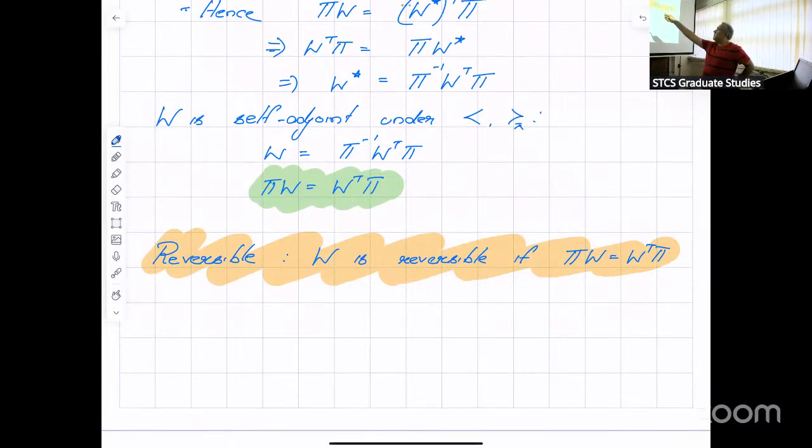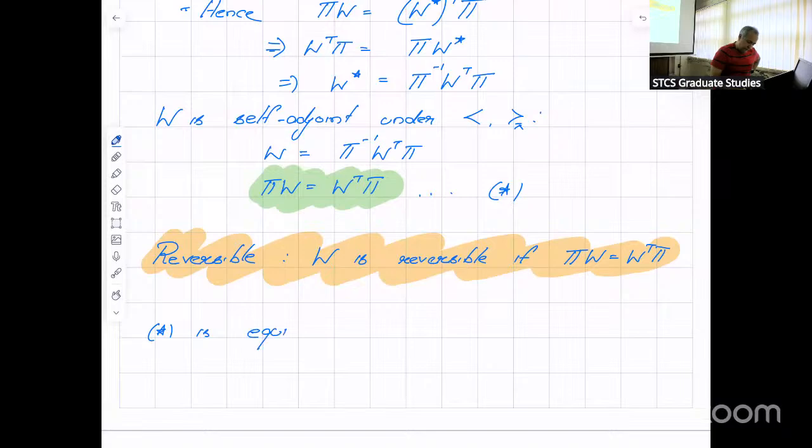I'll just justify the name reversible. If you look at that, what is that? Those two are two matrices which are equal. That condition, this star, is equivalent to pi u W_UV equals pi v W_VU.